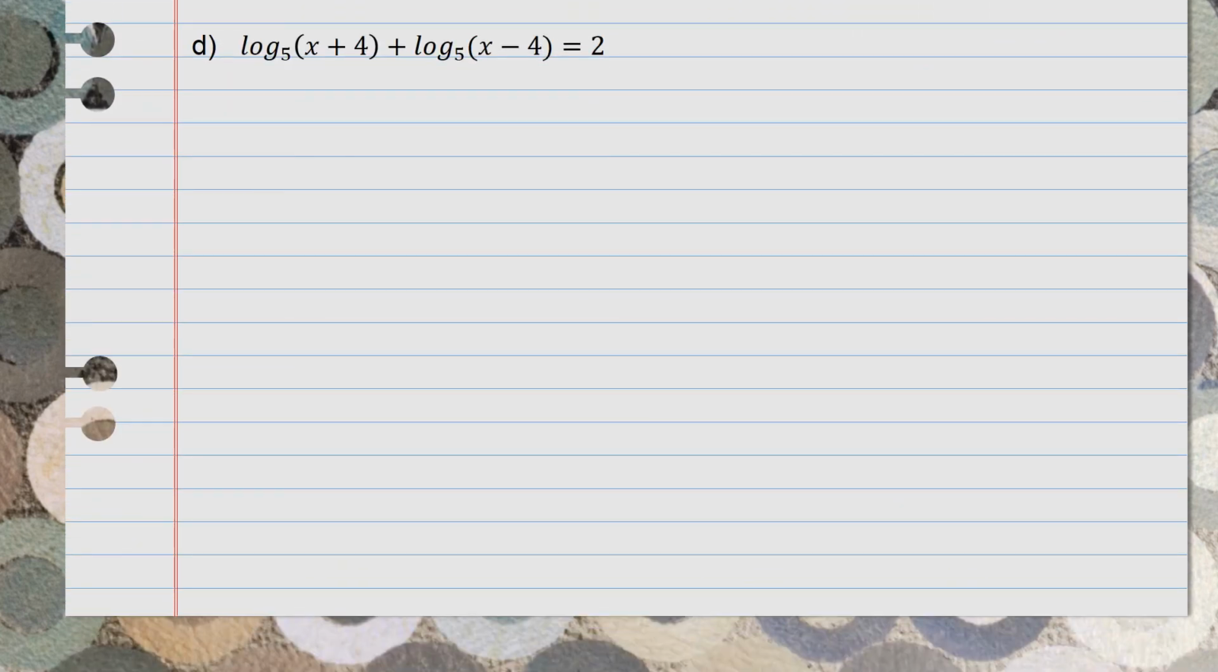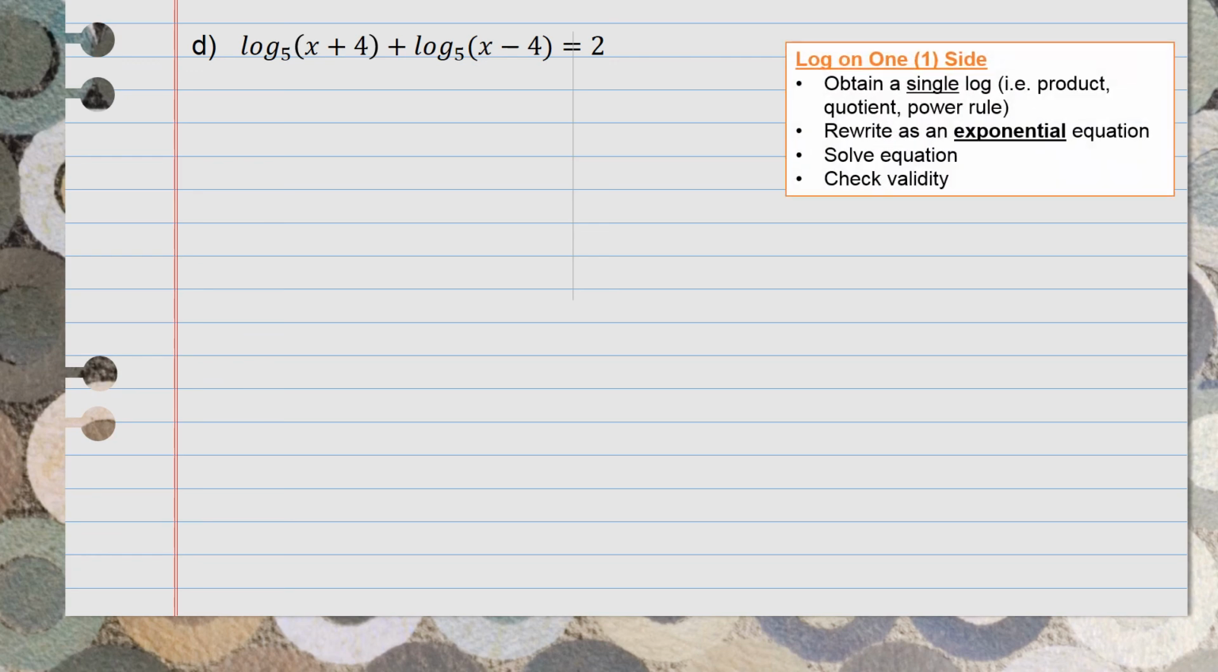For D, we have log base 5 of x plus 4 plus log base 5 of x minus 4 equals 2. Again, this is an equation, so it has two sides. And we need to check, does log appear on one side or both sides? In this case, it appears on one side, so I have our steps on the screen. It says first obtain a single log on that side. So in this case, log appears on the left side, but it appears more than once.